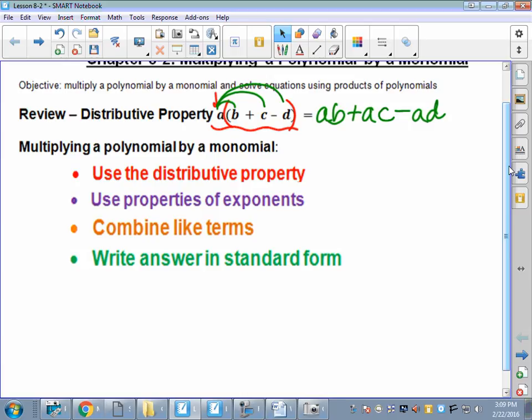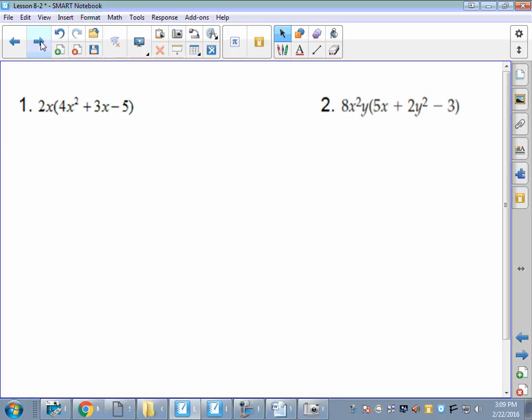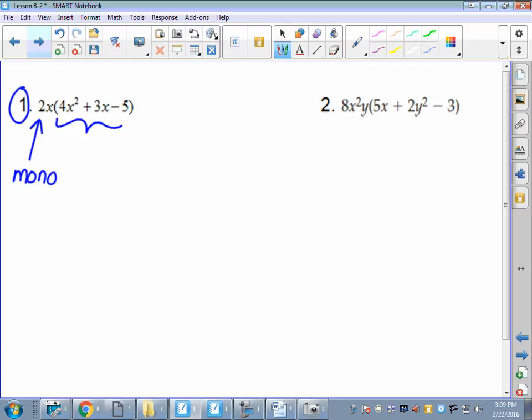All right, let's do some multiplying. Let's do examples 1 and 3. So problem number 1. I've got myself a monomial, 2x. How many terms are inside that parenthesis? So what kind of polynomial is it? Monomial times a trinomial. So let's do some multiplying.